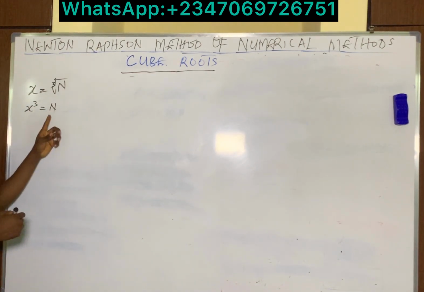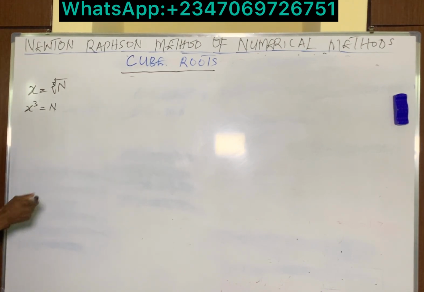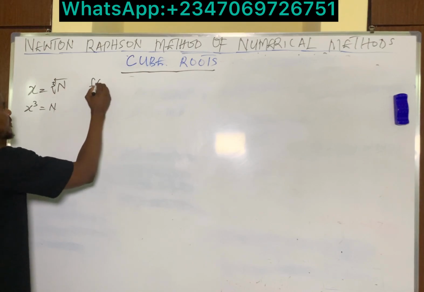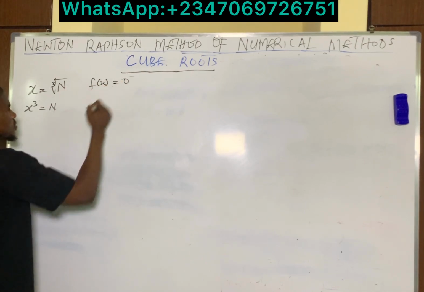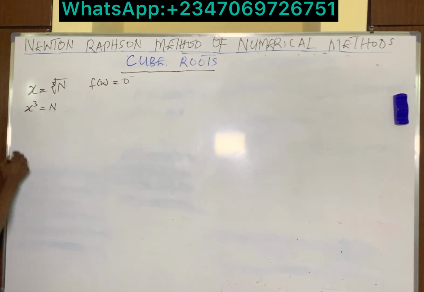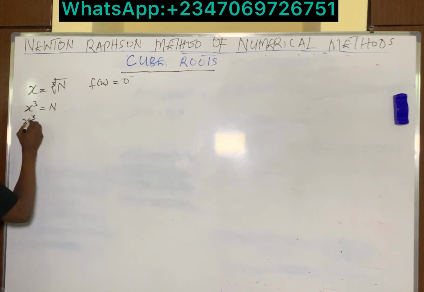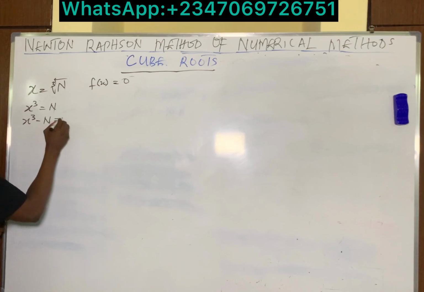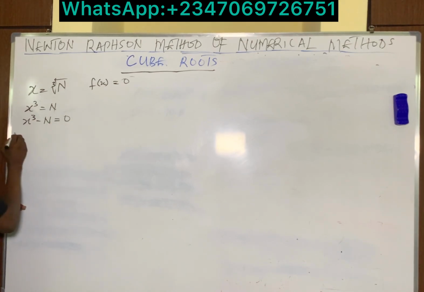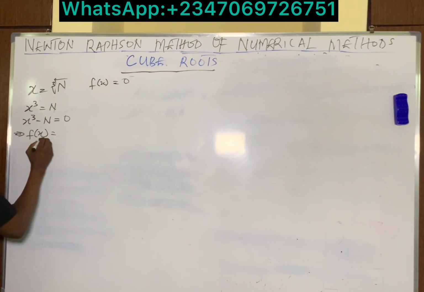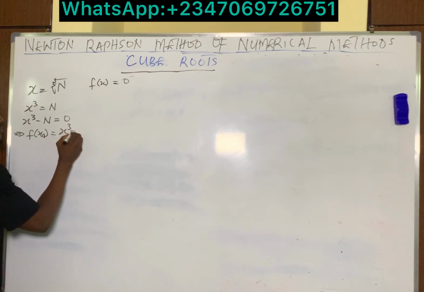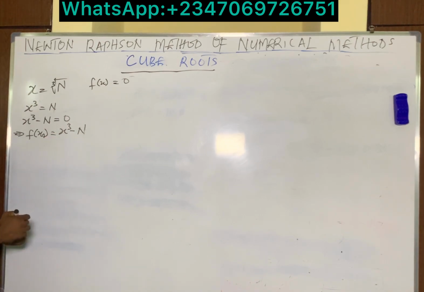Now we need to simply send n to this side of the equation just to achieve our function to be of the form f of x is equal to 0. So if we do that, we're going to have x cubed minus n equal to 0. So this simply implies now that our function f of xn is now equal to x cubed minus n, and you have this.